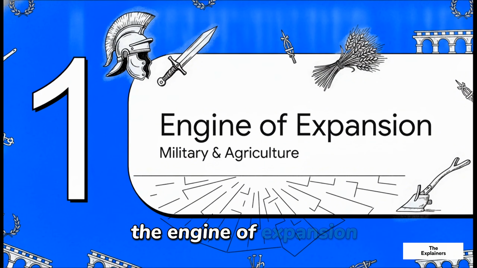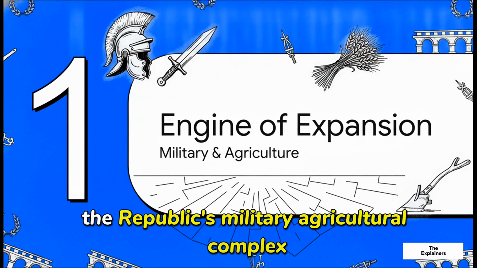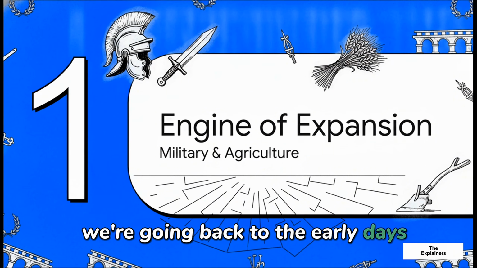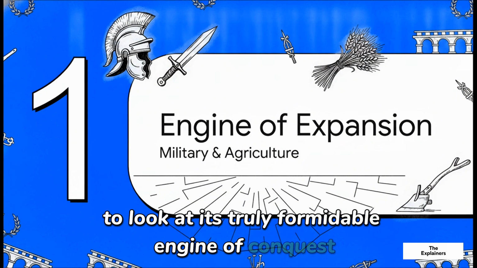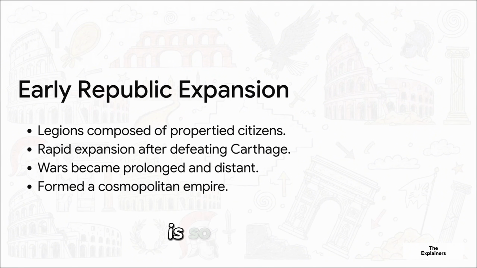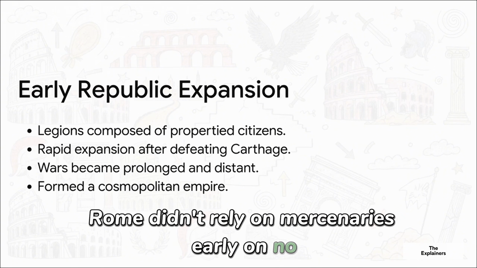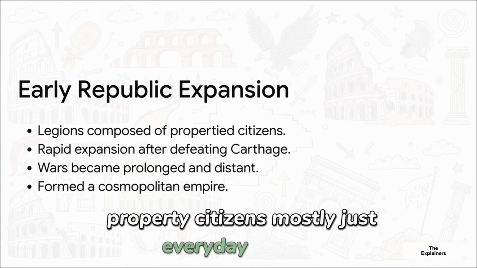The engine of expansion. The Republic's military-agricultural complex. We're going back to the early days of the Roman Republic to look at its truly formidable engine of conquest. The actual composition of the early Roman military is so fascinating. Rome didn't rely on mercenaries early on. No, their legions were strictly composed of propertied citizens, mostly just everyday farmers.